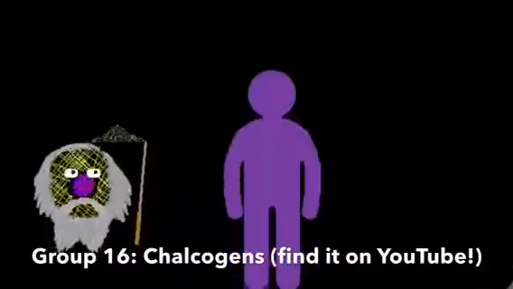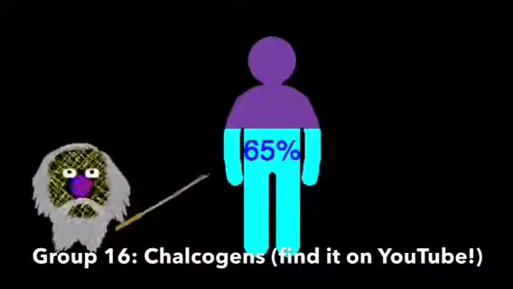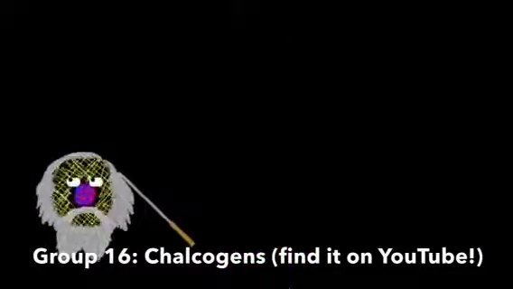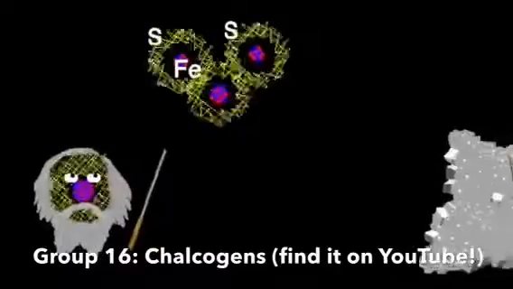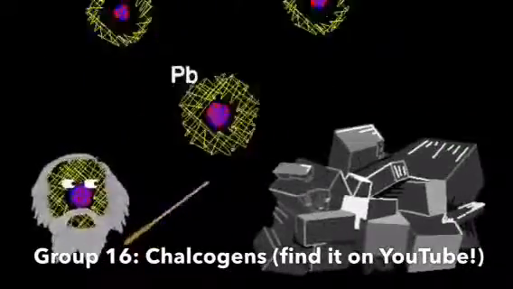Oxygen also makes up 65% of our bodies. Well, 65% of your body. I'm 100% Mendelevium. Sulfur forms pyrite, an iron ore, and bonds with lead to form galena.